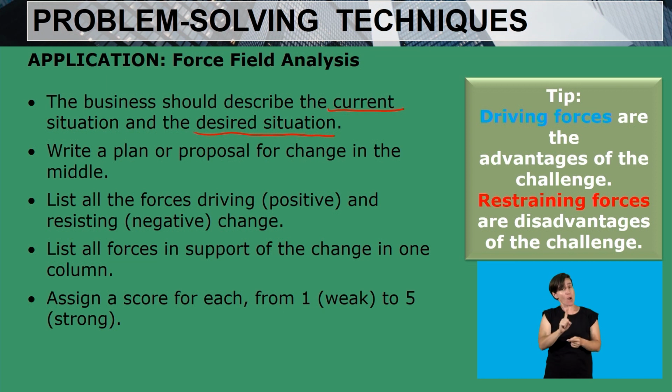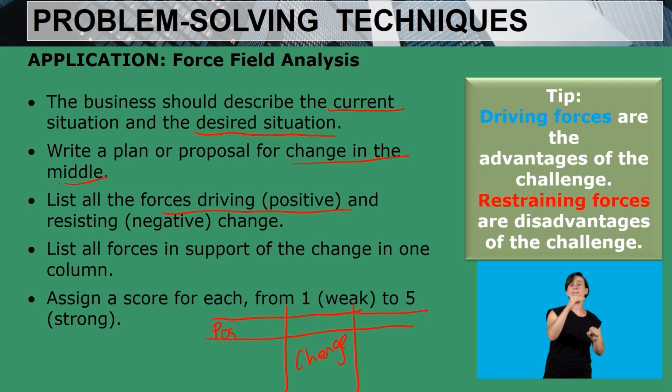So we want change, basically, we want to bring about change. So we write a plan or proposal for change in the middle. So in the middle, you're going to write that. Peter, I don't have enough space, but I'll try and do something like this. Right. So in the middle here, this is where we'll write our proposal for change, and then list all the forces that are driving, which is the positives. So here it will be our positives, and then here it's going to be what? Our negatives. Do you understand?